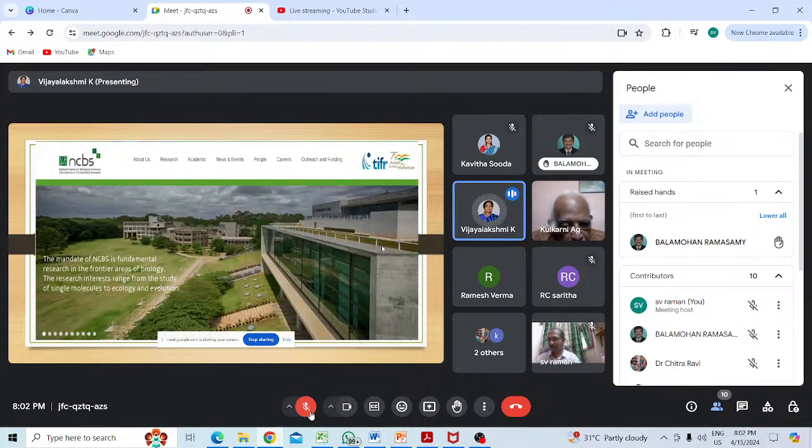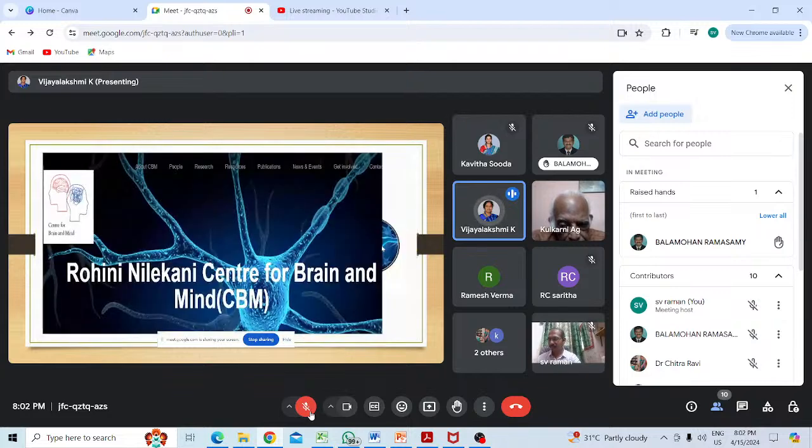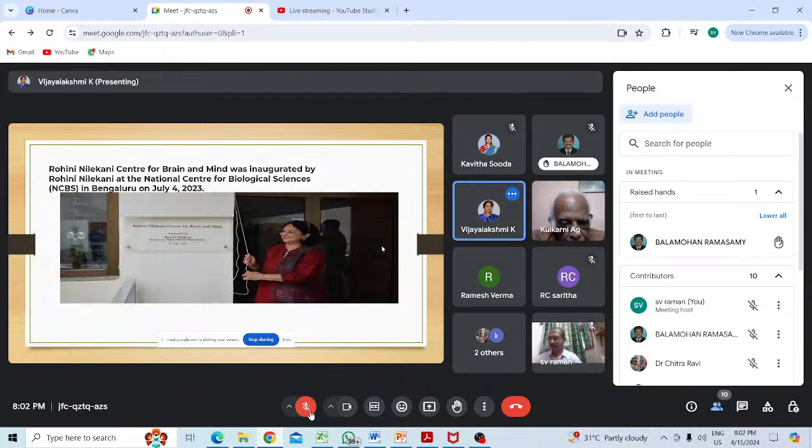NCBS is placed next to the GKVK campus. We could visit the campus, and very sophisticated labs were there. They have the Rohini Nilekani Centre for Brain and Mind, inaugurated on July 4, 2023, and a research lab where they work on neuroscience. MTech and PhD students from NIMHANS are also making use of this research facility at NCBS.